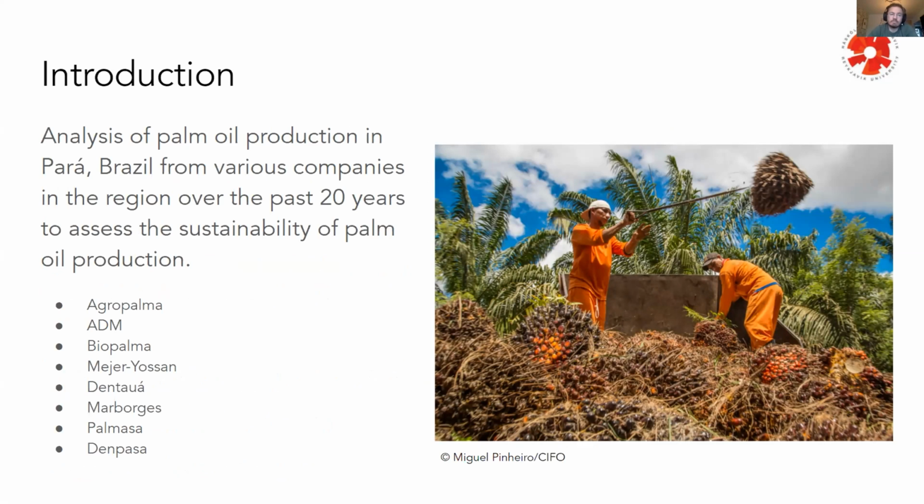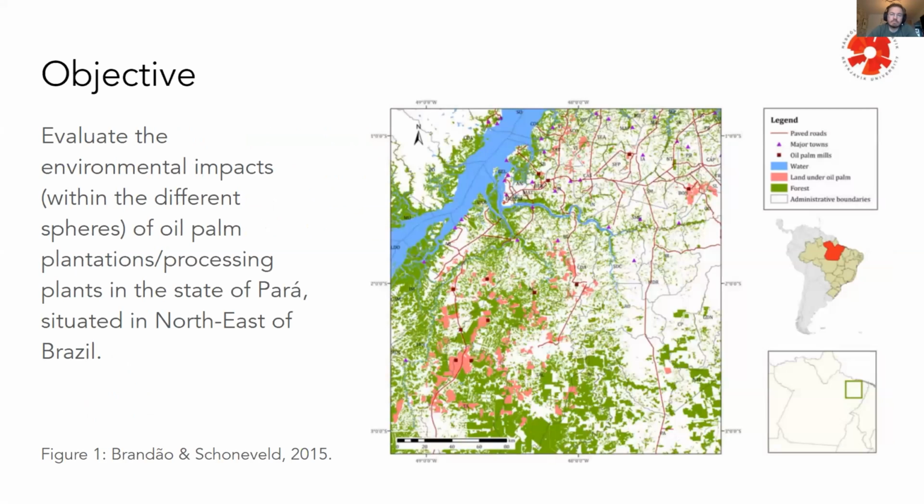So to continue with what our W's are going to be, it's going to be the analysis of the palm oil production in Brazil, and for the when we think we're going to look at the last 20 years, and for who we're going to look at various companies in the Amazonia region who've been producing palm oil. So here's a list of all the major players in the commercial side. And so, yeah, moving on.